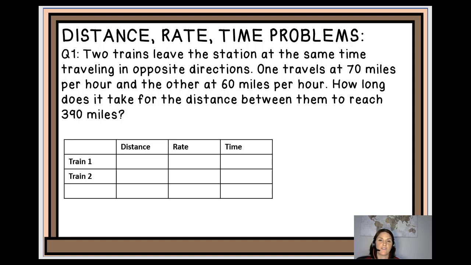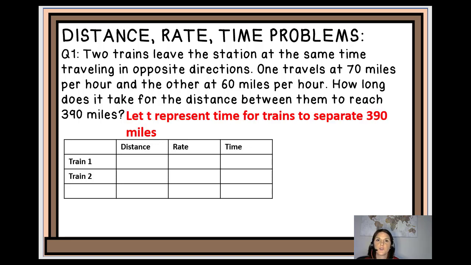Okay, let's go ahead and define our variables, and then we're going to fill in our chart with all of the information that we know. So again, we're going to let t represent the time for the trains to separate 390 miles. Let's fill in our information on the chart.